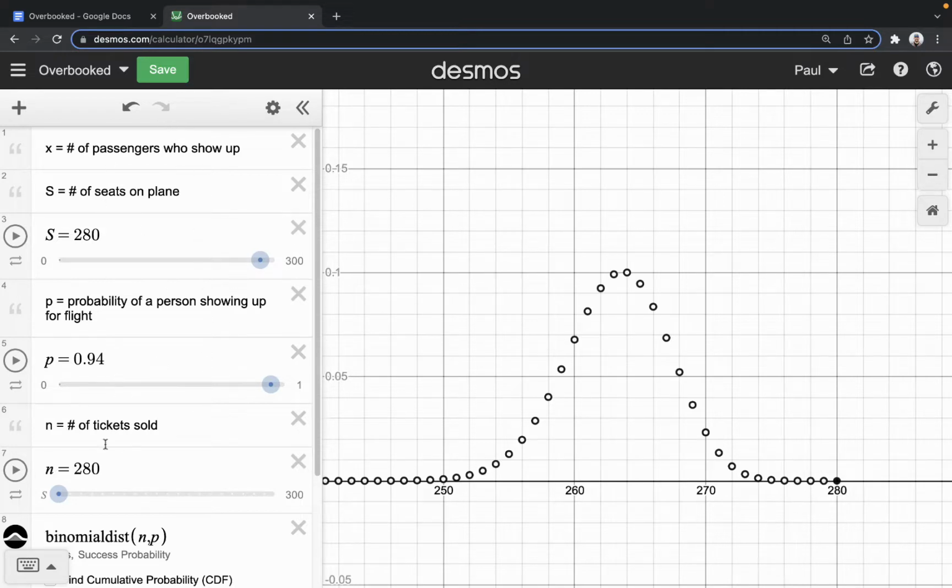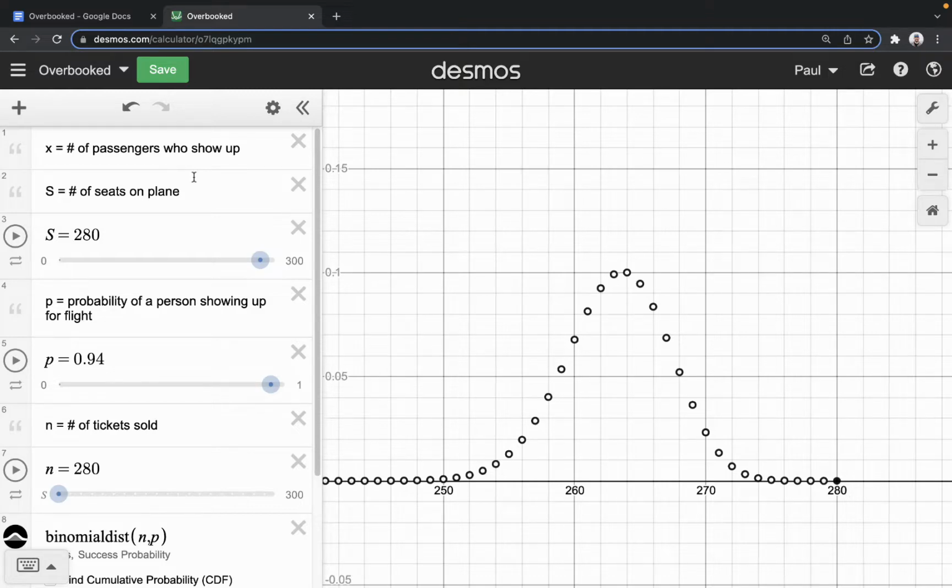I have some labels here for what everything means. We have to decide what n is going to be, and n and x are always related. So in this situation, we have a certain number of seats on the plane. That's not going to be our n, because basically they're going to overbook that flight. And so we're going to have really a certain number of people could show up that's bigger than s.